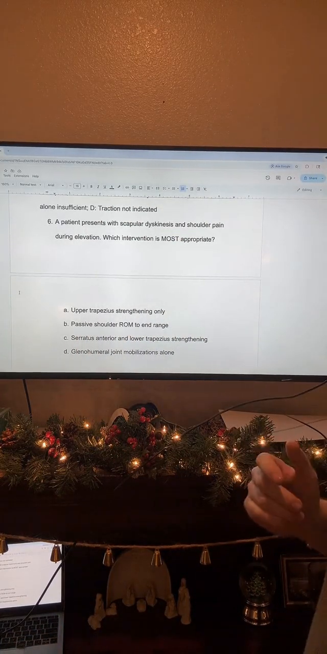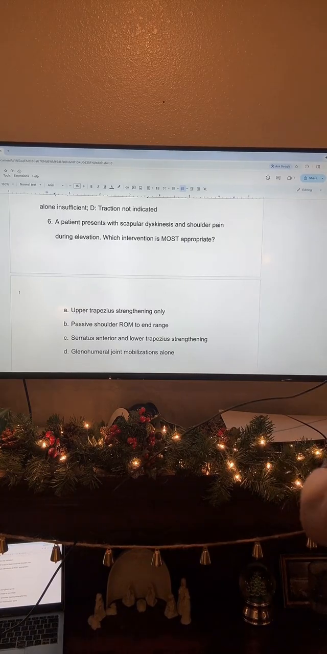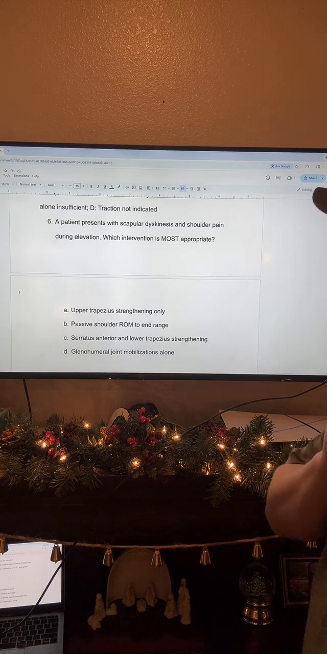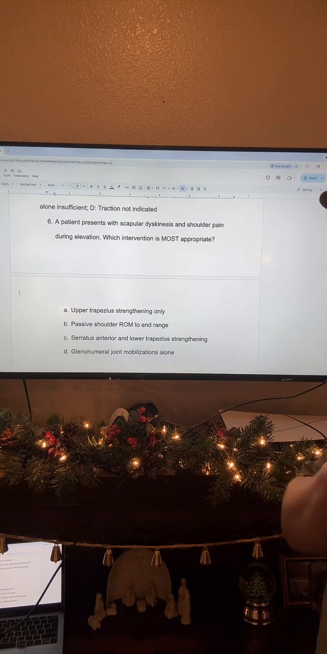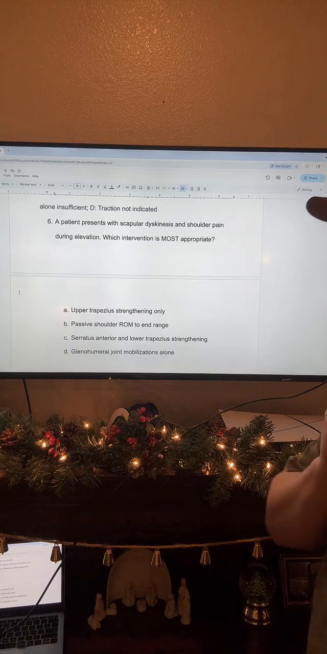Okay, number 6. A patient presents with scapular dyskinesis and shoulder pain during elevation. Which intervention is most appropriate? A. Upper trapezius strengthening only. B. Passive shoulder range of motion to end range. C. Serratus anterior and lower trapezius strengthening. Or D. Glenohumeral joint mobilizations alone.